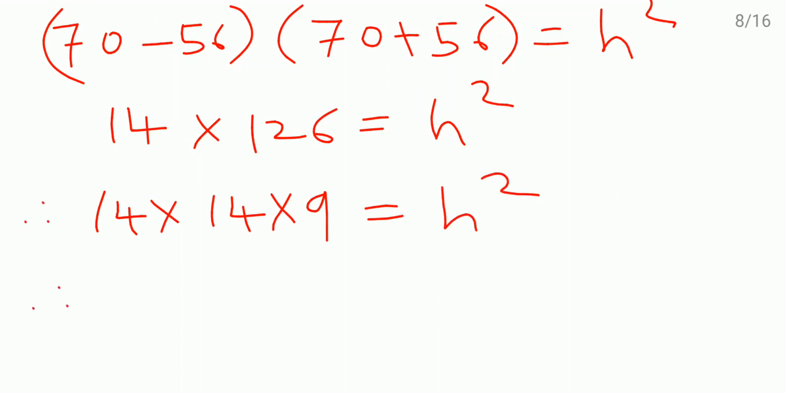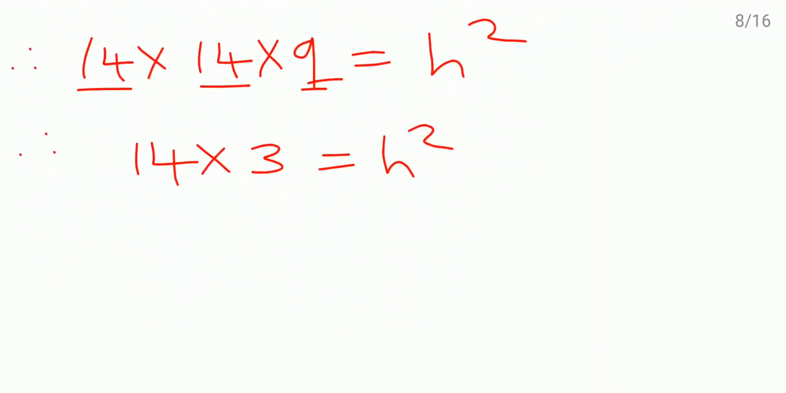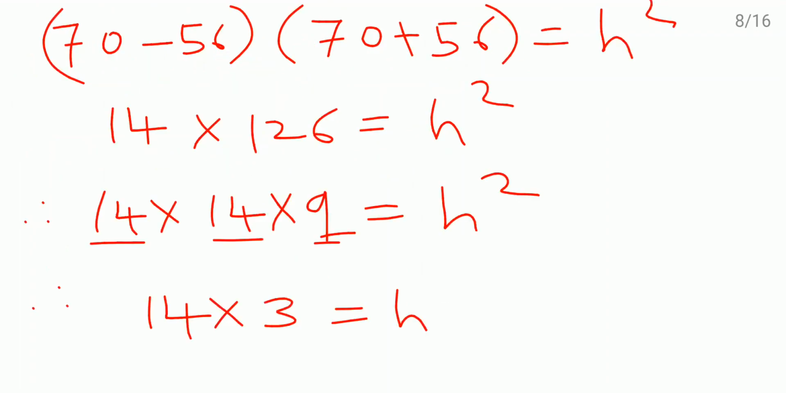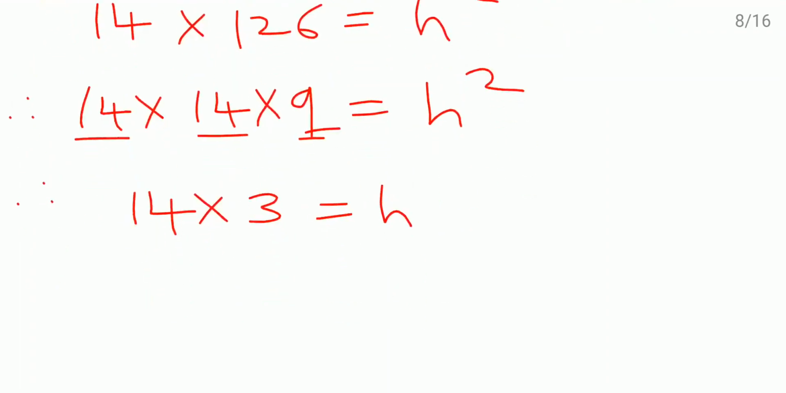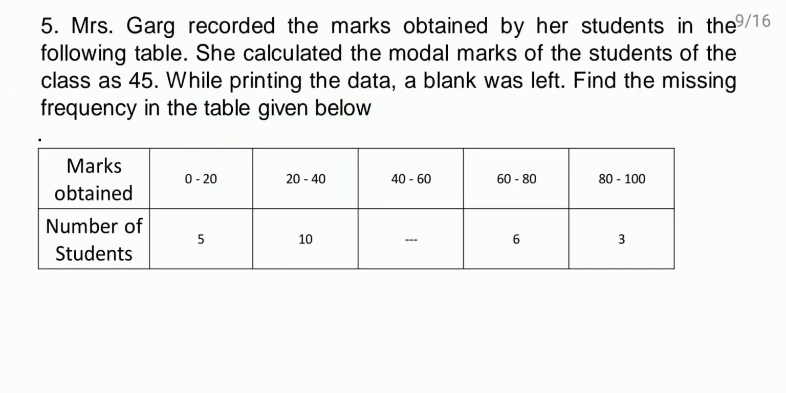Now we'll take the square root of both the sides. So 14 is coming 2 times, only once I'll write down. 9 is the square of 3, so that means 3 I will write down here. See here, not H square, only H, because we have taken the square root. Therefore, H is equal to 42 centimeter. Right? Let us see question number 5.